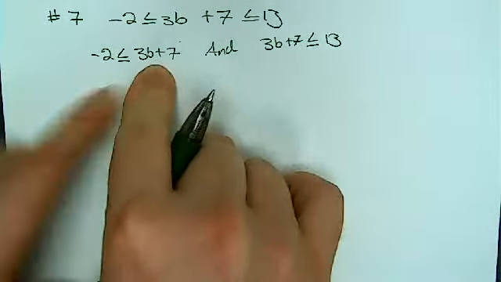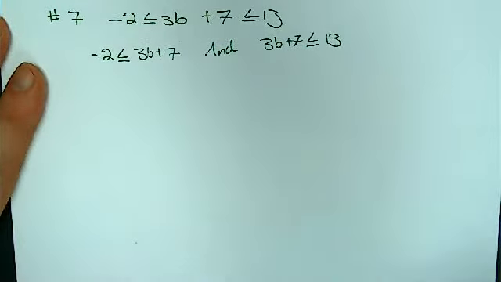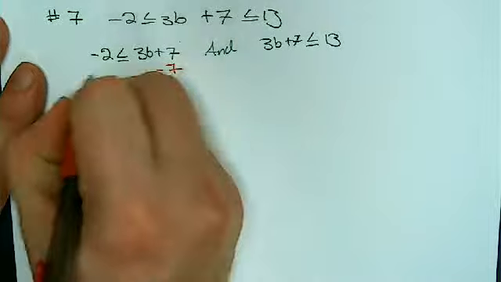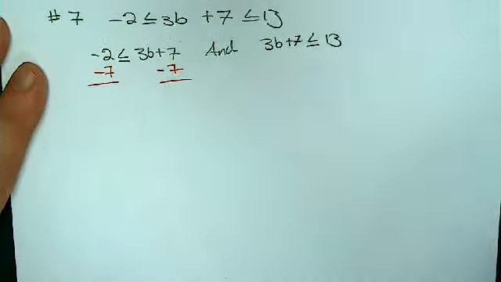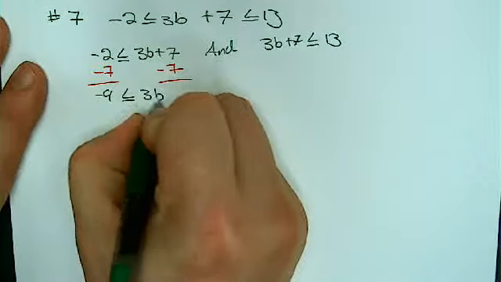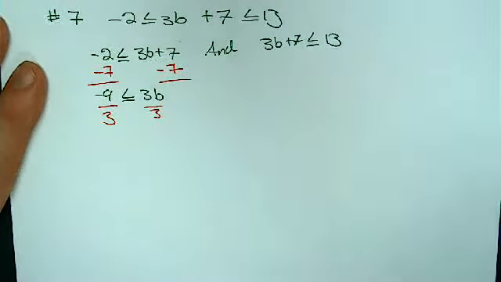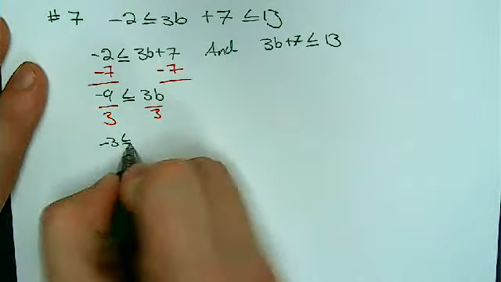So over here, to get the b by itself, what do I do? Minus 7. That's a 13. So negative 9 less than or equal to 3b. Now what? All right. Sounds like we're starting to kind of get the hang of the algebra.